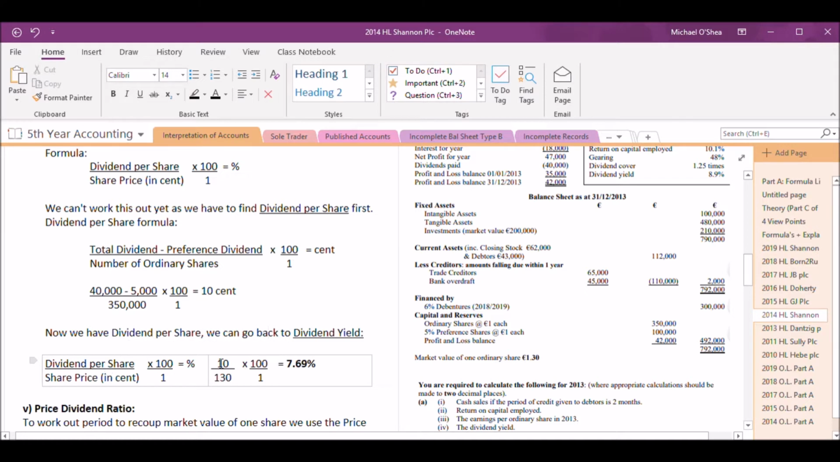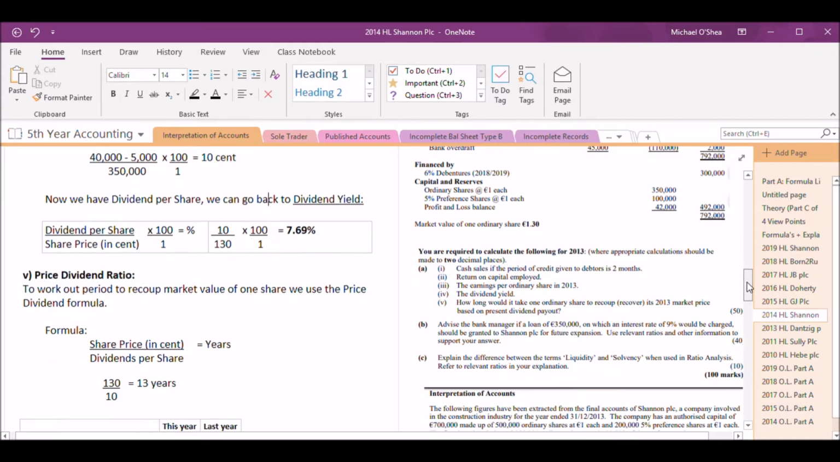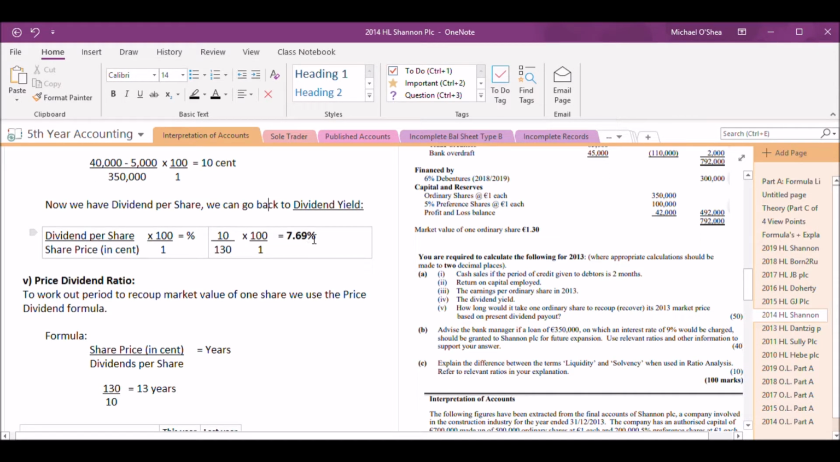So it's my DPS, which is 10, divided by my share price, which is in cents, 130 cent. Works out at 7.69%. Always round to 2 decimal places. So if that was 7.684, I would round down to 7.68. If it's 7.685 or above that, 7.69.